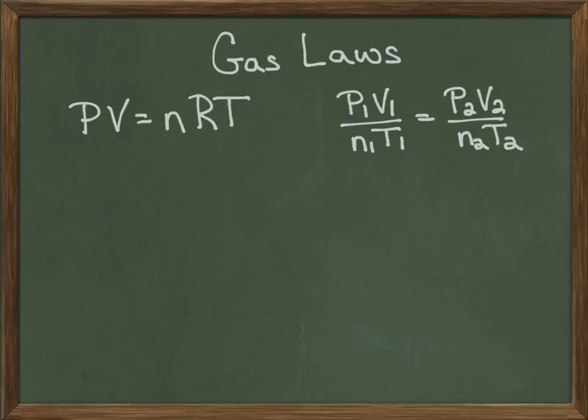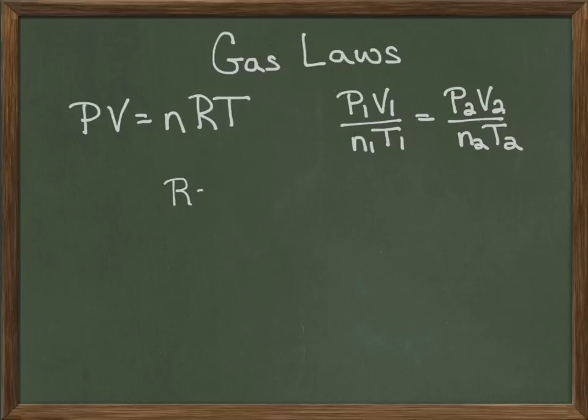law and putting them together, because if I looked at P1V1 over n1T1, it's equal to R. So P2V2 over n2T2 is also equal to R, because R is a constant. These two things will be equal to each other. So we use these in a couple of different ways that we're going to talk about.